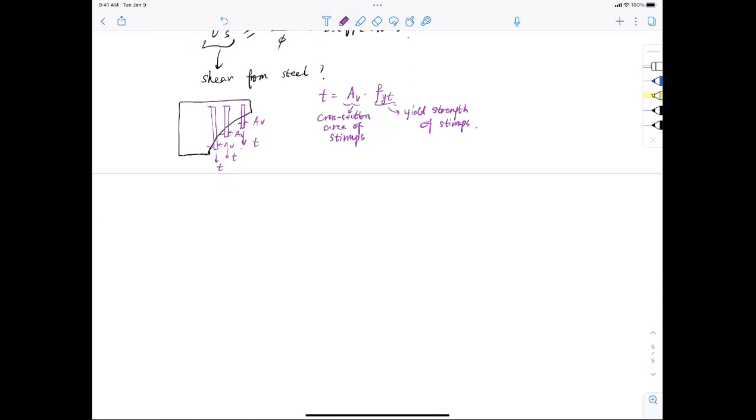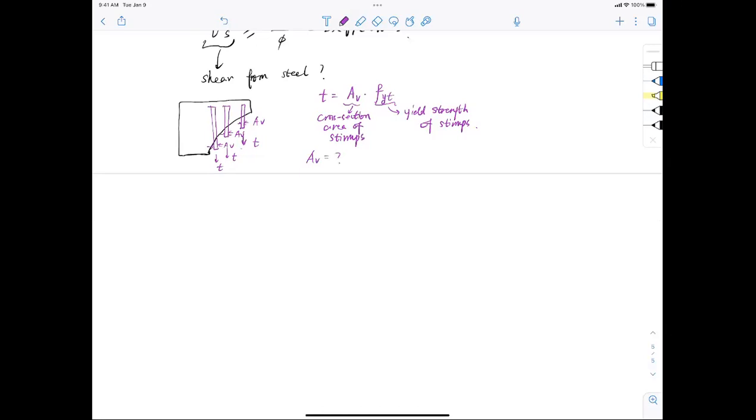Let's take a look at it. Now, FYT is the yield strength of the stirrup. Usually for our case, it is given either 60 KSI or 40 KSI or whatever number we tell you, right? So that's not a hassle, we know that. But the real question is, what is my AV here?